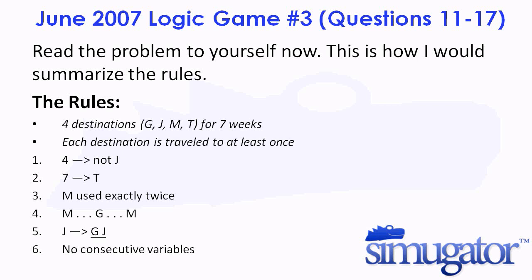M must be used exactly twice, and furthermore, there must be one G variable in between those 2 M's. Whenever there's a J, G must directly precede that J. Lastly, there cannot be any consecutive variables, so you can't have 2 M's or 2 T's in a row, for example.